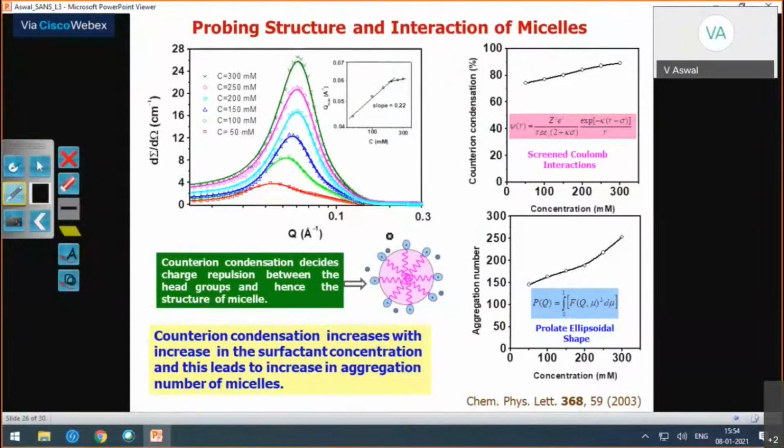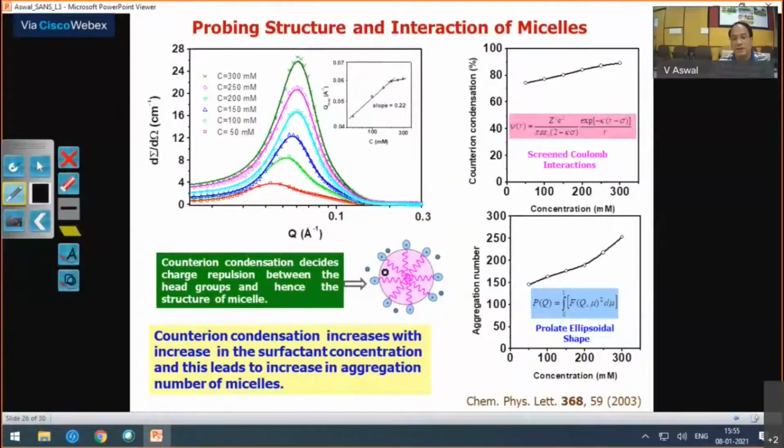And what you see in the measured data is your correlation peak shifting towards high Q values. But it is not a straight line, so it means there are some structural transitions taking place. Since there is a change in the slope of the peak position where it occurs, it clearly shows that somewhere there may be a structural transition.